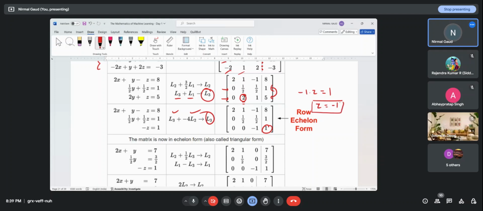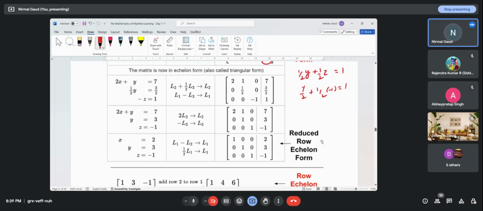I got the value of z. Then this represents y and z. So 1/2 into y plus 1/2 into z equals 1. Z I already obtained from above, so z is minus 1. So y/2 plus 1/2 into minus 1 equals 1. Here you can write y/2 minus 1/2 equals 1. So this is 3/2. So y/2 is equal to 3/2, y equals 3.